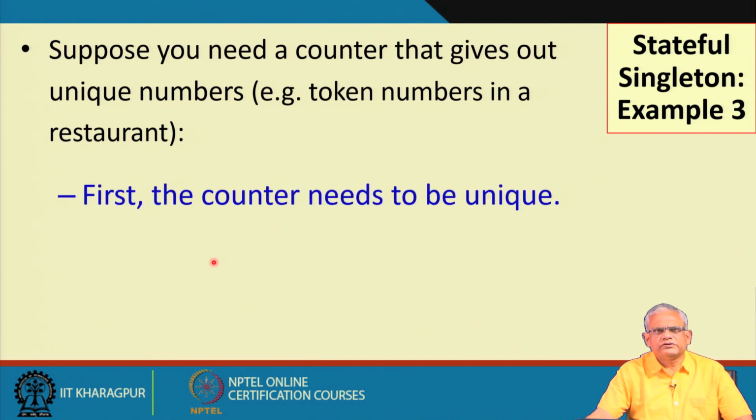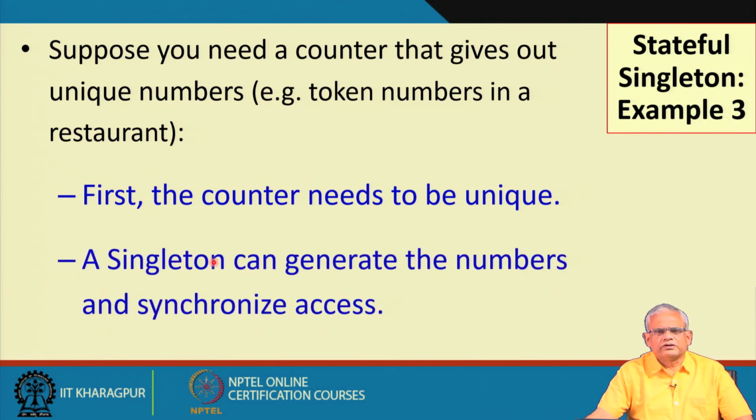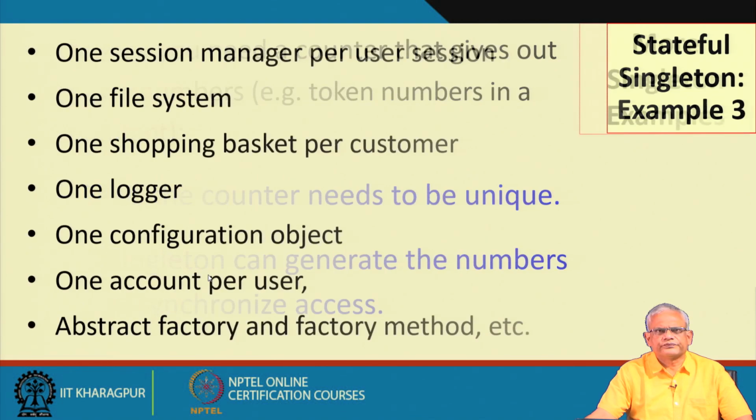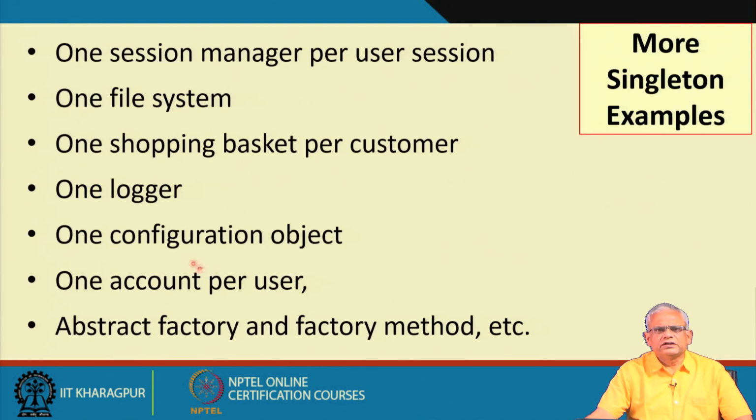In this situation, we will use a singleton pattern. We will have a single object which is responsible for generating the token numbers, and we need to have synchronized access of the different parts of the restaurant to this singleton object providing the tokens. There are many other examples where the singleton pattern is useful, where we need to create exactly one object.